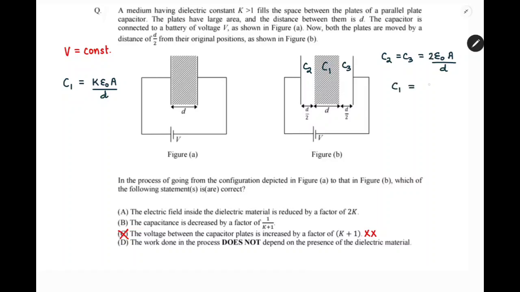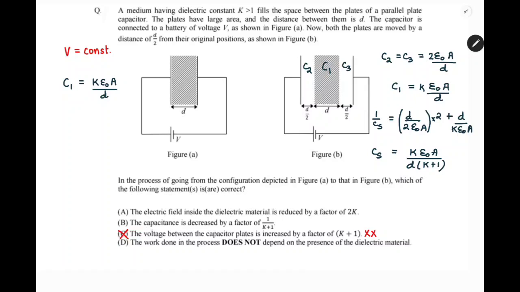The capacitance associated with C1 is K times epsilon naught A by D. Then if we write 1 by C series, 1 by C series is equal to 1 by C2 plus 1 by C1 plus 1 by C3. So 1 by C2 is equal to 2 times D upon epsilon naught A, the same for 1 by C3, and then we have D upon K times epsilon naught A. If we solve for the capacitance, C series turns out to be K times epsilon naught A by D times K plus 1. So this is the final capacitance value that we have.